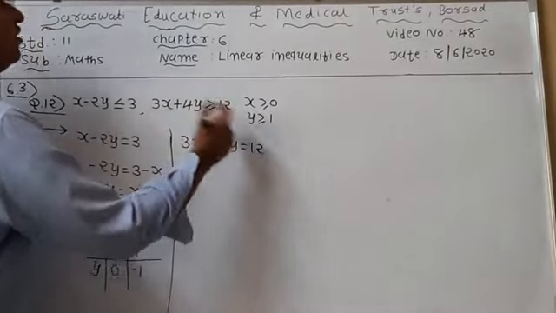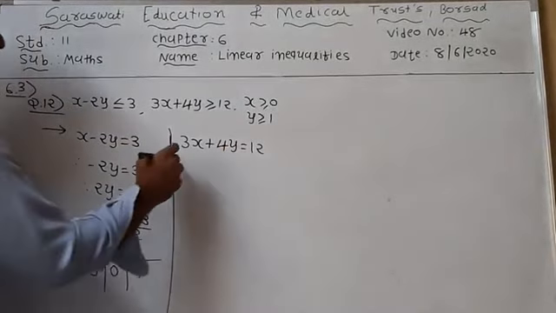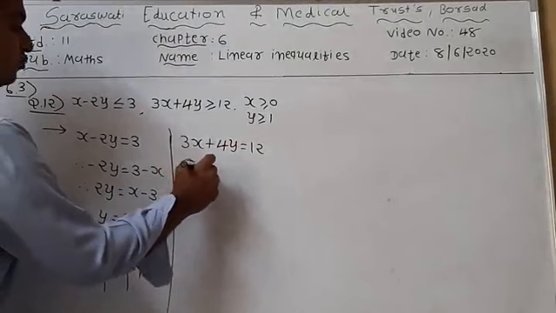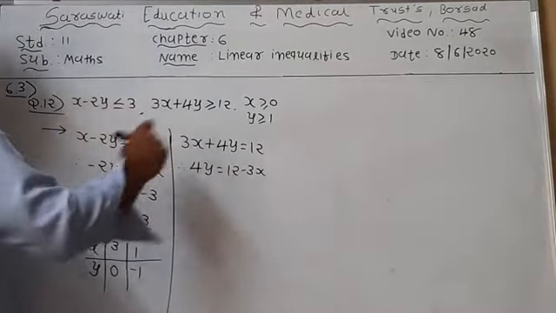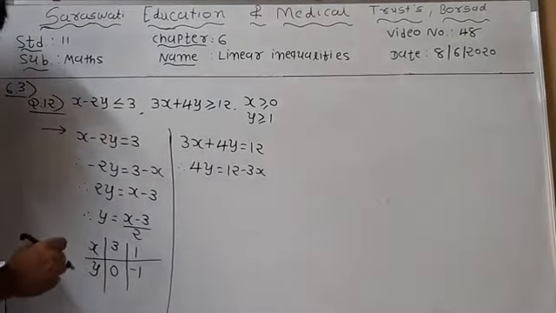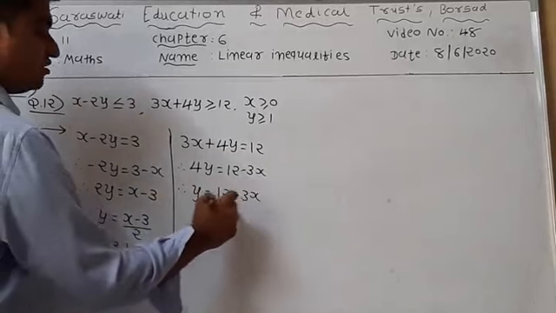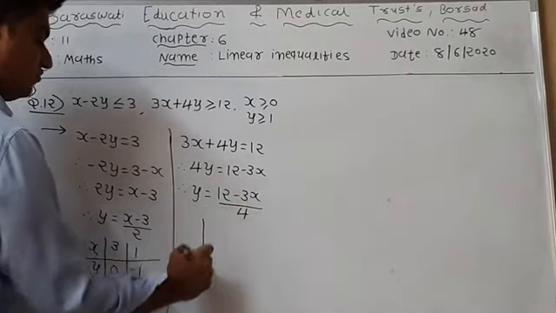Now in the second equation, again greater than inequality, in place of it we write the equal to sign, so 3x plus 4y is equal to 12. 3x goes to the opposite side, so 4y is equal to 12 minus 3x. Now divide by 4, so y is equal to (12 minus 3x) upon 4.